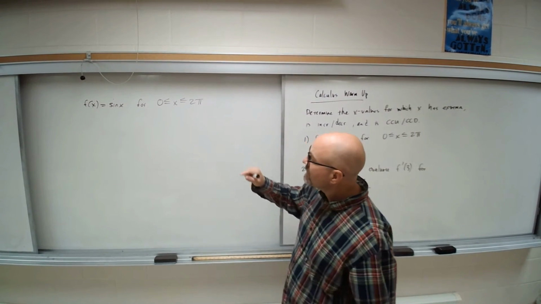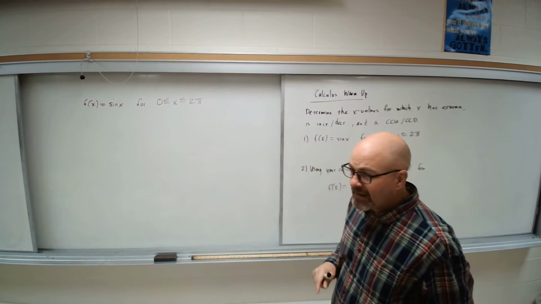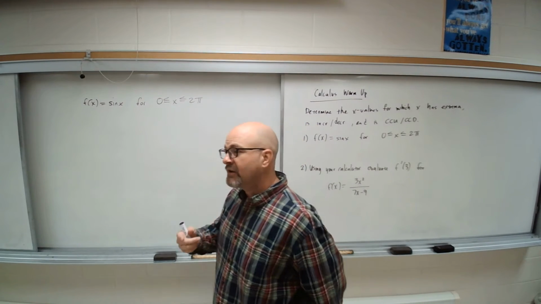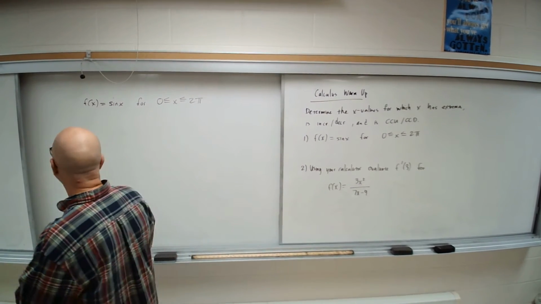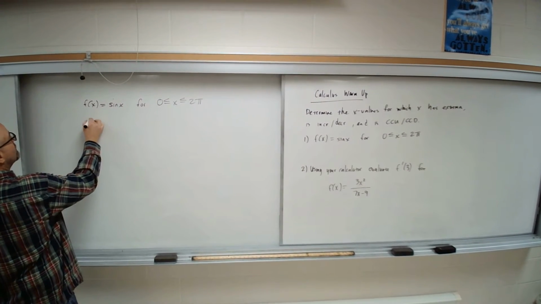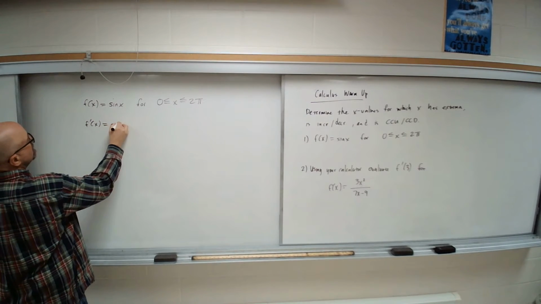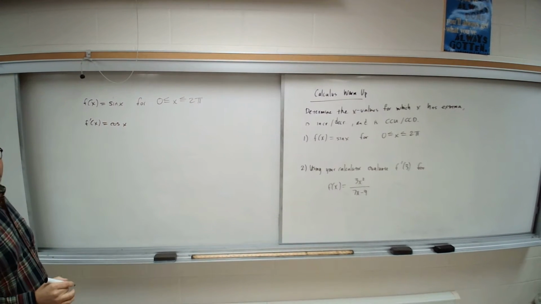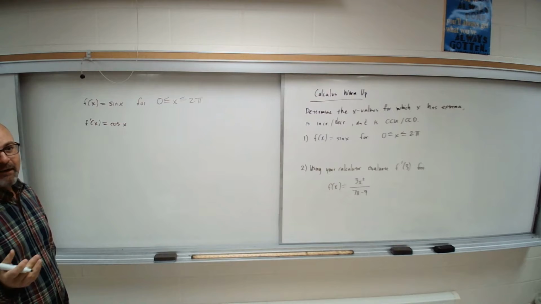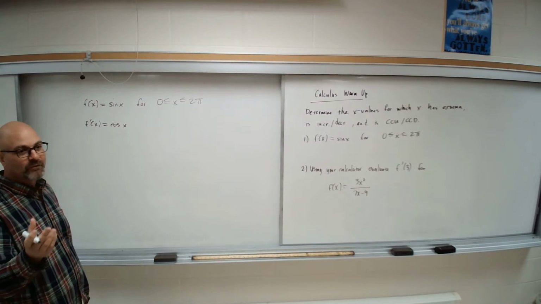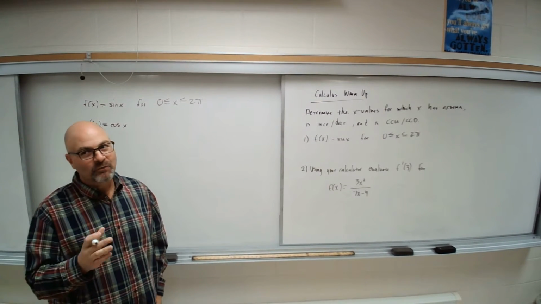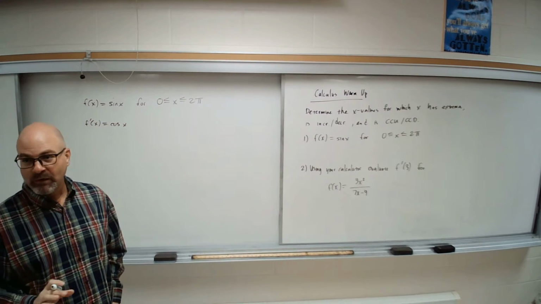So the first thing we're going to do to find our critical values is we're going to go ahead and take the derivative. Right? So hopefully we all know that f prime of x would be the cosine of x. Okay. Now I heard people talking in terms of angles or degrees out there. We really don't want to do this in degrees at all. We need to work in radians.